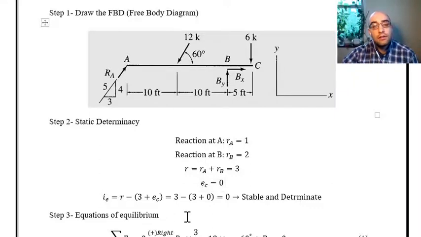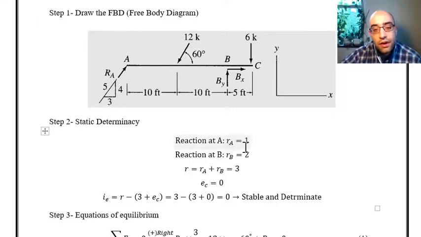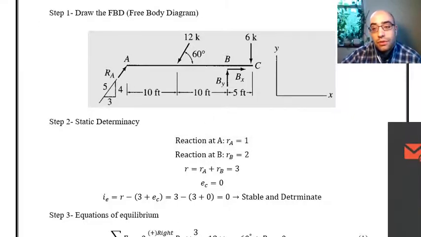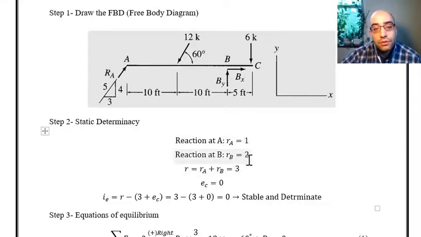So let's see what the values in this equation are. R is the reactions that we have in the structure. In this case, for this beam, I have one reaction at point A, so as you can see, RA is equal to 1. And I have two reactions at point B, so RB is equal to 2. Instead of R, I have to put the summation of these reactions that we have in the structure, RA plus RB, which is 3. So R will be 3 in this equation.